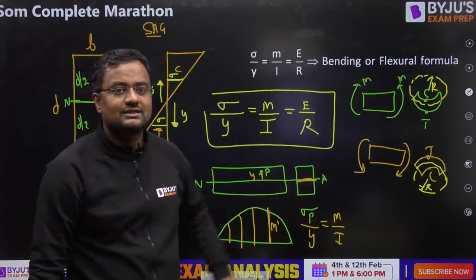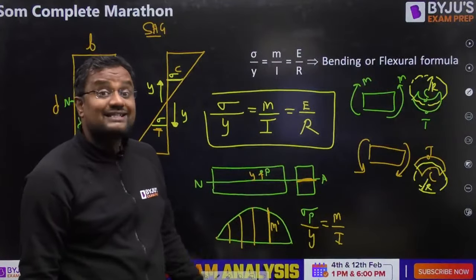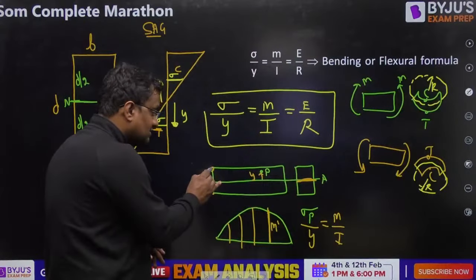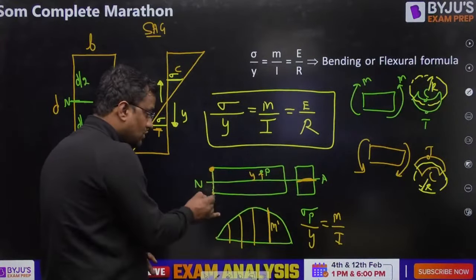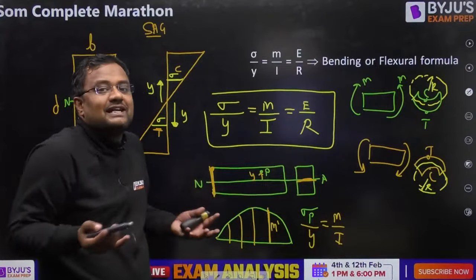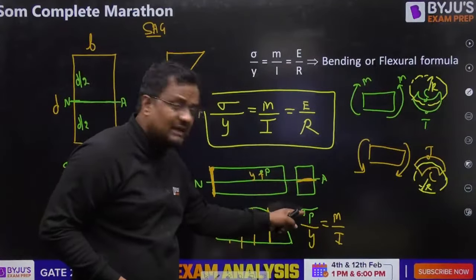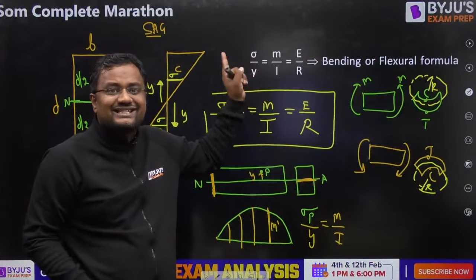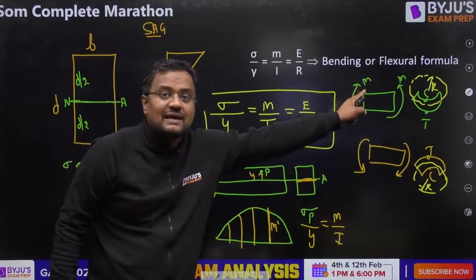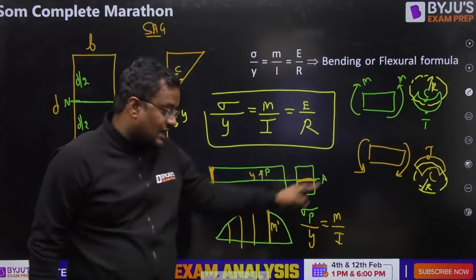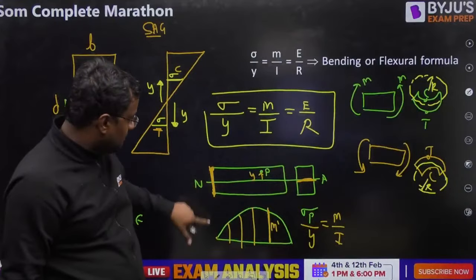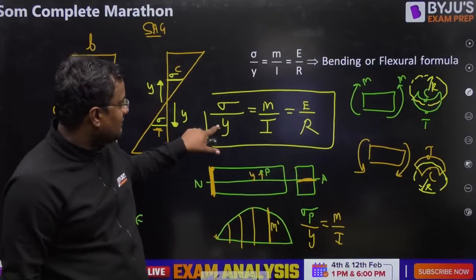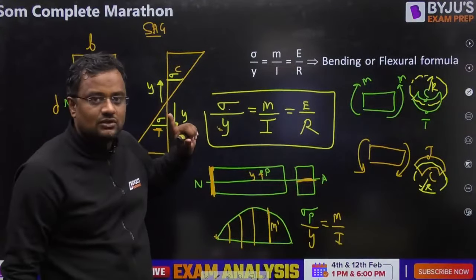E is the Young's modulus, R is the radius. Like in a simply supported beam, at the support the bending stress will be 0, because M is 0 there. This stress is not P by A, force by area. This stress is coming due to the moment M. In a simply supported beam the bending moment here is 0, so in all these places, whatever the y, sigma will be 0 because M is 0.